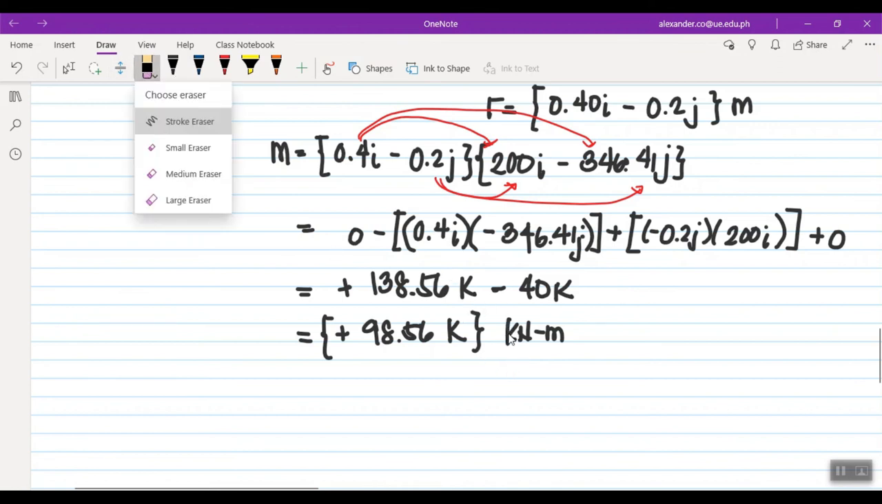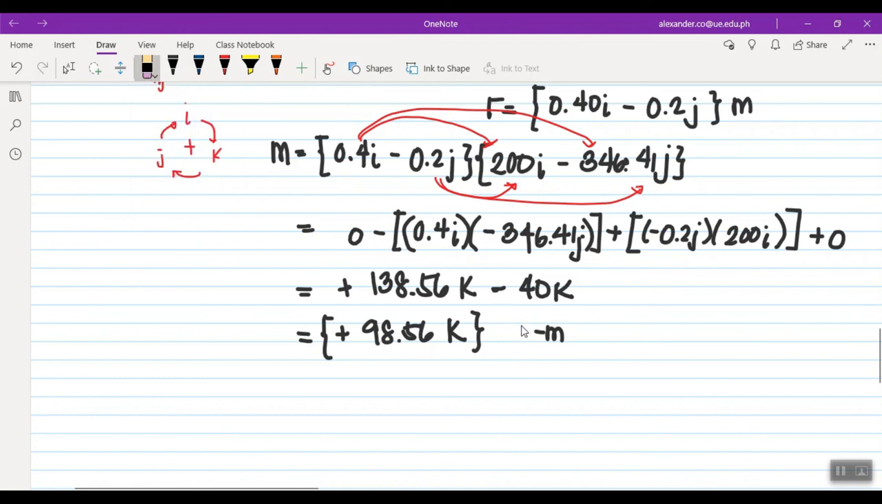So, tignan nyo. Parehas tayo ng ayaw ah. Yan naman. Okay. So, newton meter. Hindi ko alam kung anong moment at O, no? Anong mas madali sa inyo? Okay?